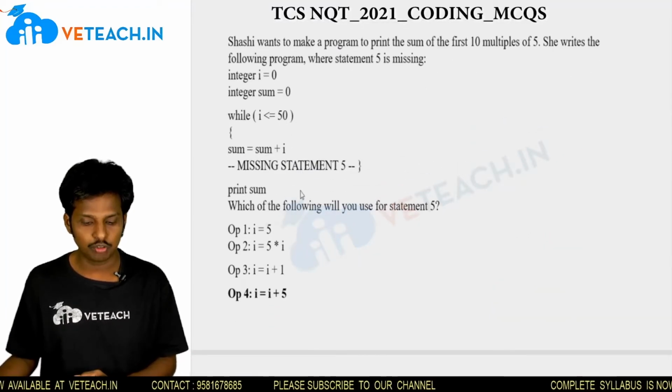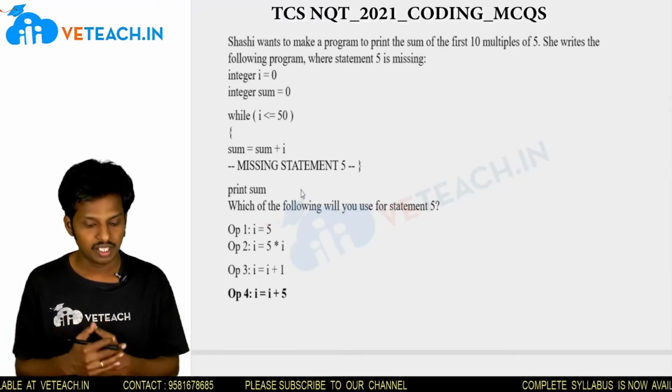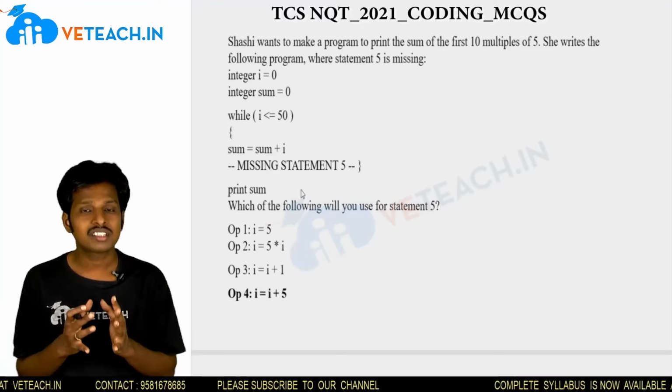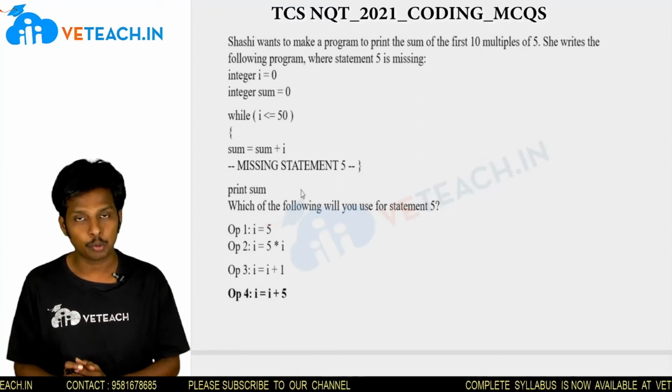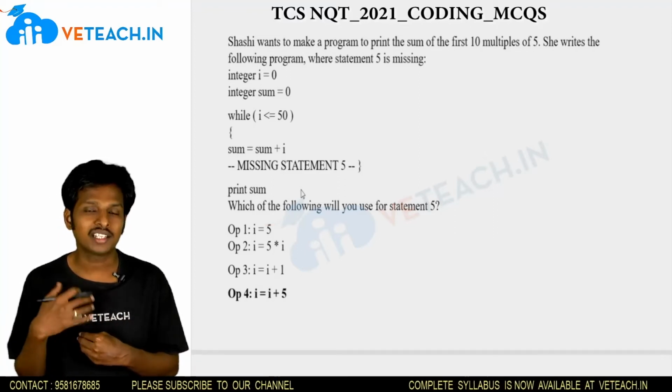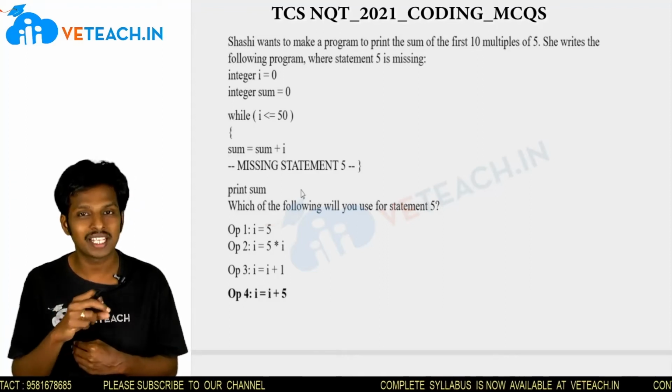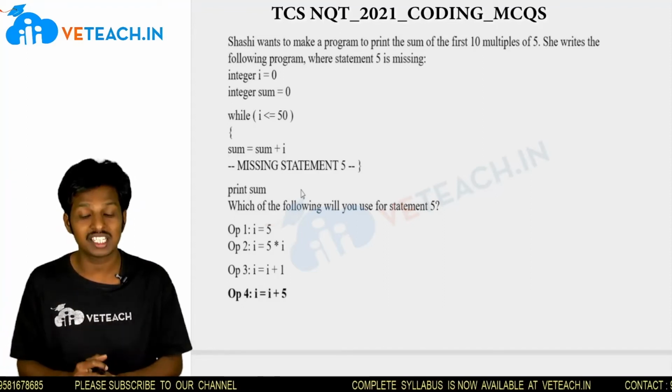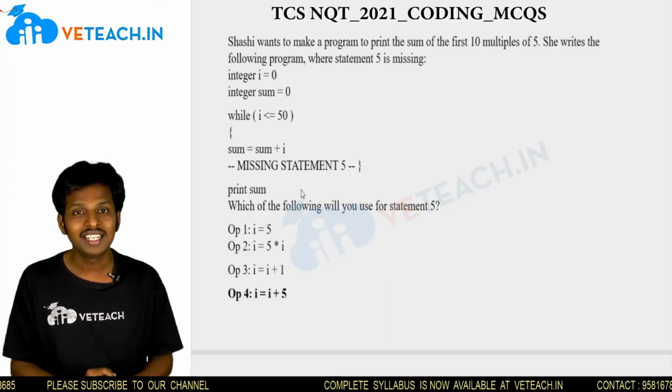Now this is the other way of asking about a program. The other way is they will give some set of instructions for writing a program, and they will miss some instructions, and they will ask you what instruction can be written in place of that missing statement. This is one way of asking in TCS.